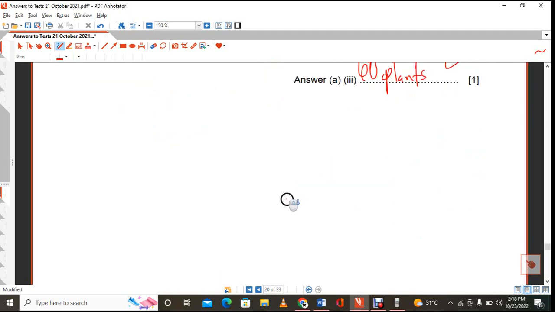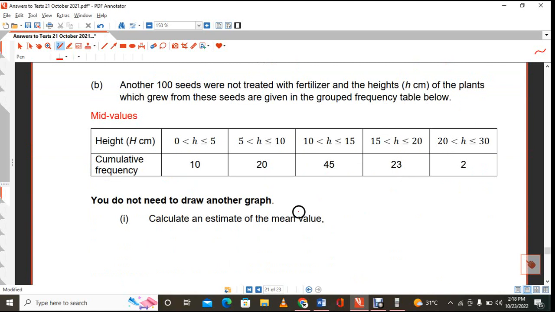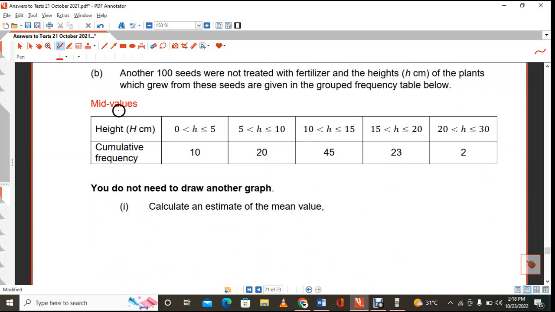Good. Right, let's go to another question, B. Now I have included something here in the table. This mid value you see is in red. It's not there in the original question. But I've done it because remember, when we are finding the mean, this is grouped data. The number of plants between 0 and 5 centimeters are 10, but we don't know the actual height of each one of them. We just know that 10 of them have a height of more than 0 and less than or equal to 5.